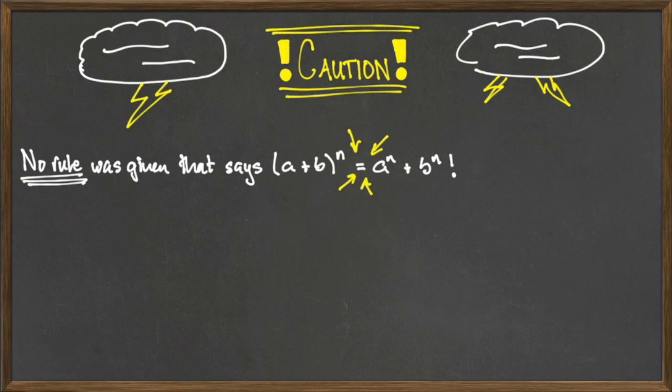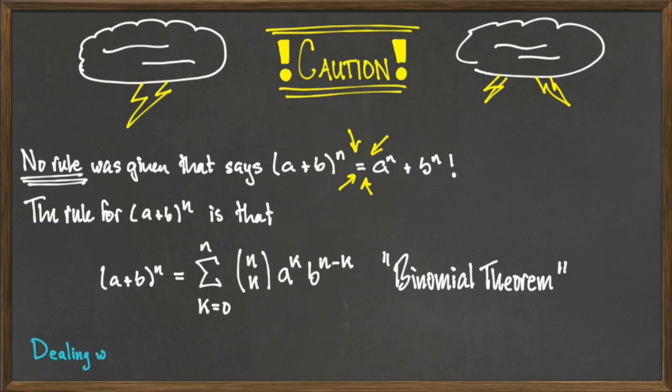There is a formula for a plus b raised to the nth power, and this is given by something known as the binomial theorem, which is expressed as follows. Obviously, this doesn't look like a very nice or user-friendly result. It just means to say that there is a rule for a plus b to the nth power, it's just not as nice as one might think.